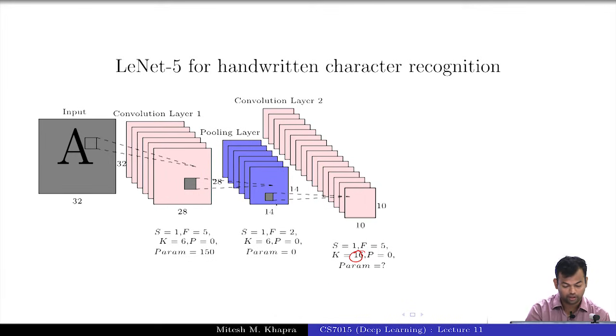And by the way, you did hopefully notice that this 28, how did we get it? From which formula? W1 minus F plus 2P plus 1, right? So that's the formula. Okay. So now you have a 14 cross 14 input and you have 16 filters. So what's the depth of the output volume going to be? 16, right?